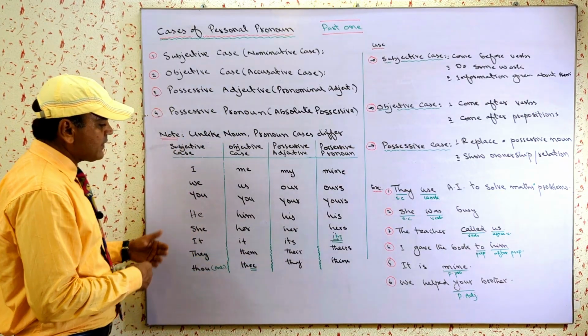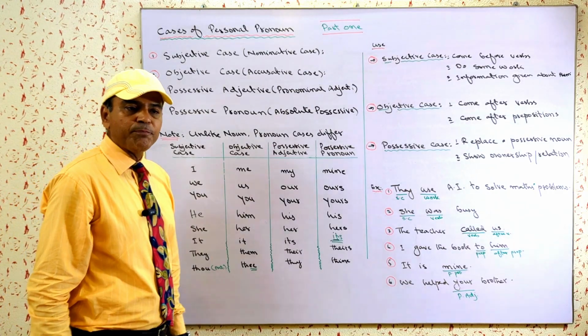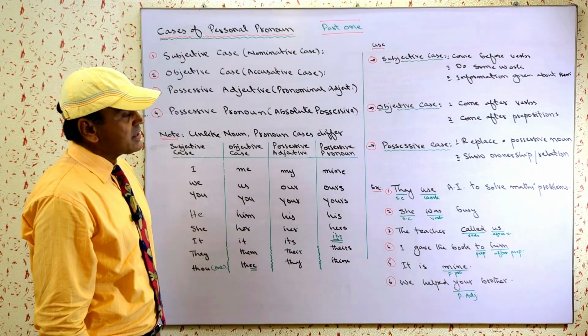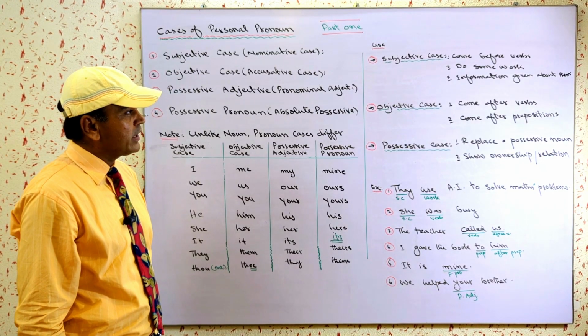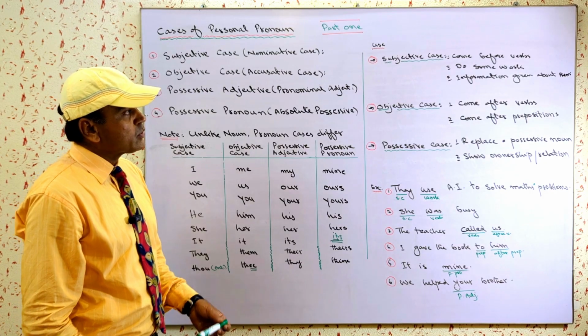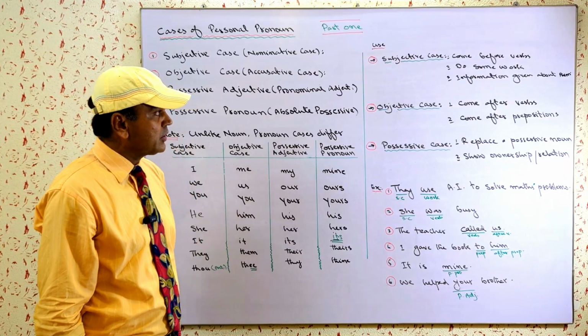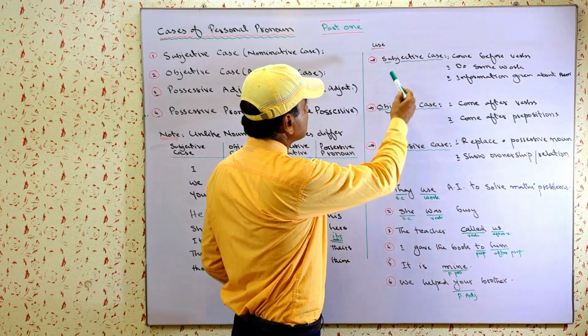Now this was how the different cases of personal pronouns occur in language. But what is their use in the language? Let us understand them through examples. I have also written short definitions on the board and detailed definitions in the description. So let us first of all start with the subjective case.